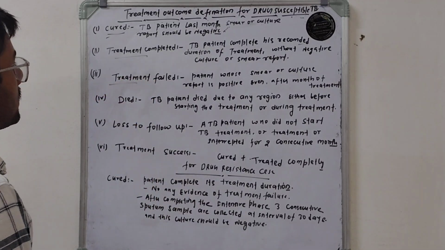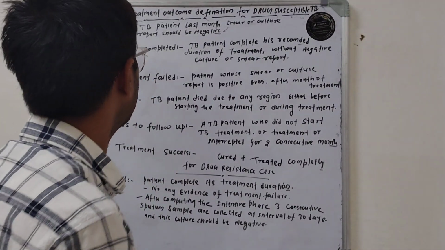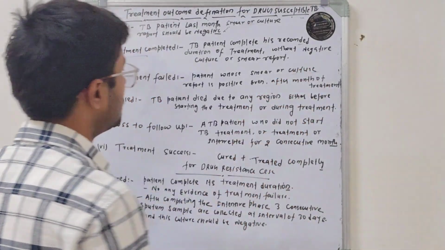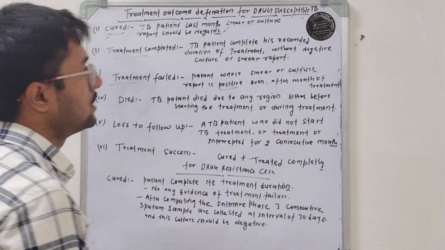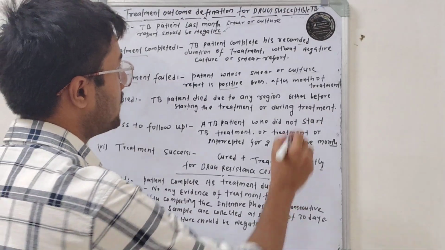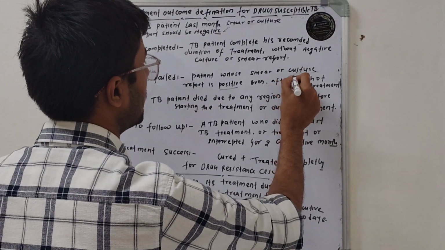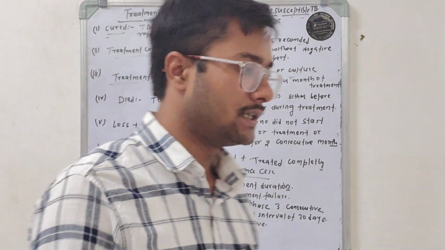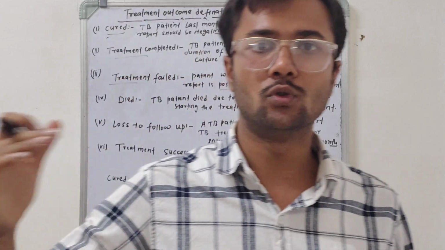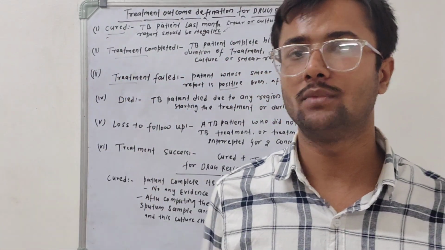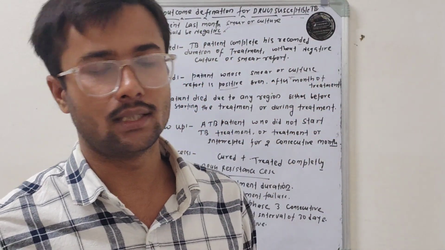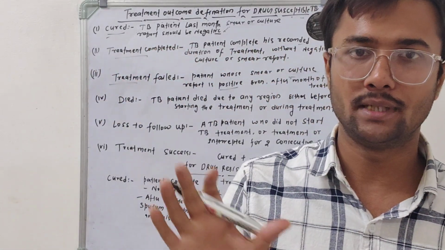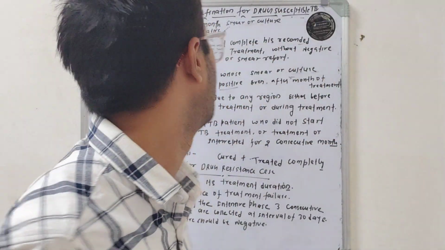The third thing is treatment failure. When we say a treatment fails, the patient's smear or culture report is positive even after 5 months of treatment. So if the duration of treatment is more than 5 months, and after the 5-month duration we go for a smear or culture and the report comes positive, then we can say that the patient meets the treatment failure criteria.